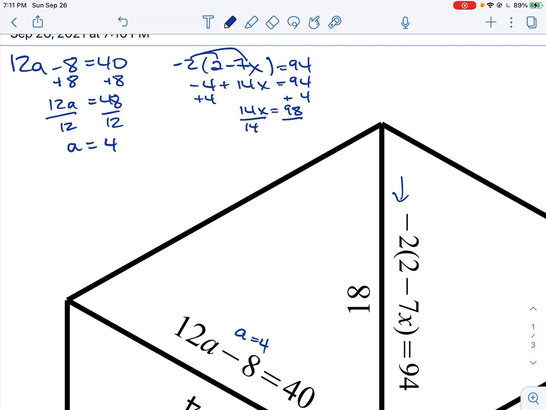Divide by 14 on both sides. And I get x equals, let's see, I'm going to say 2, 4, 6, 8. Nope, it's not going to be 8. How about 7? So 14 times 7. That would be 28. That's 98. There we go. So 7 is my answer. Okay, so this one right here is x equals 7.